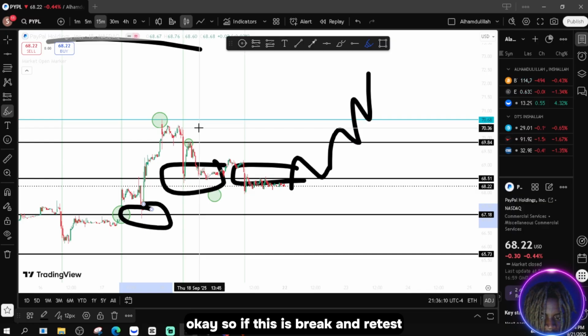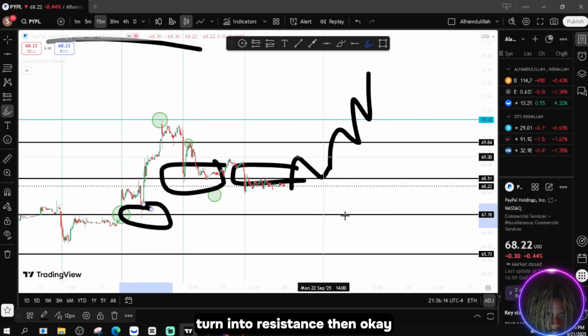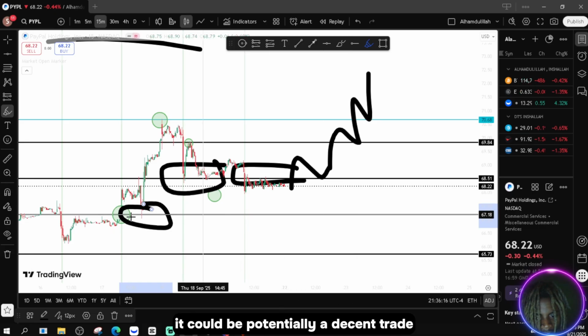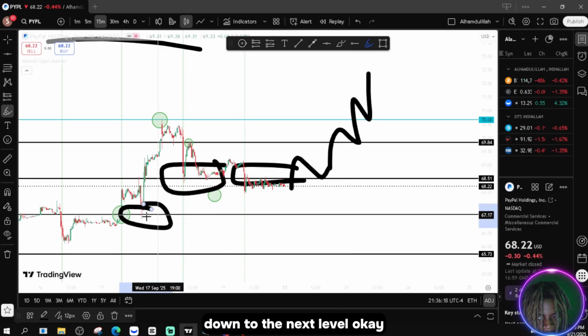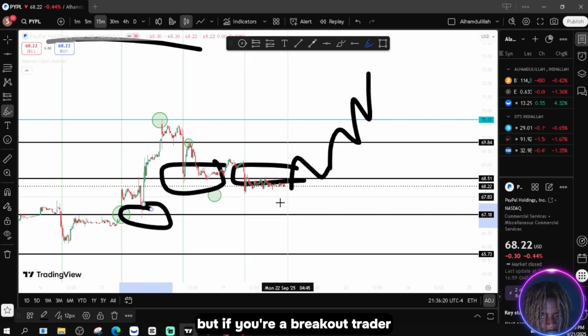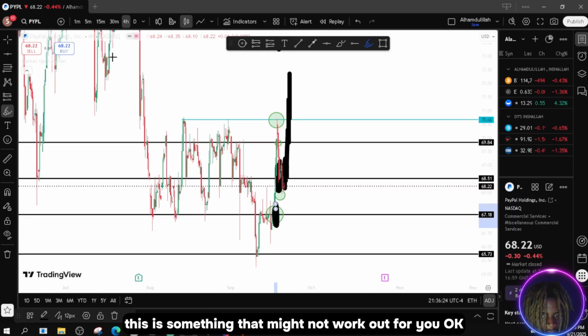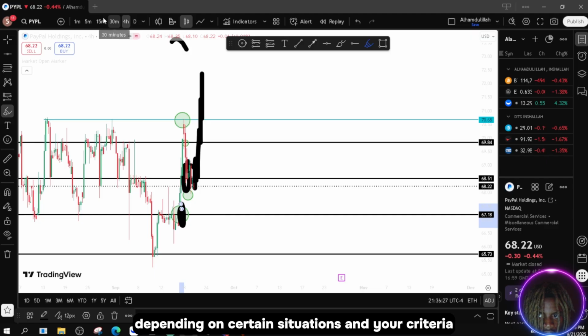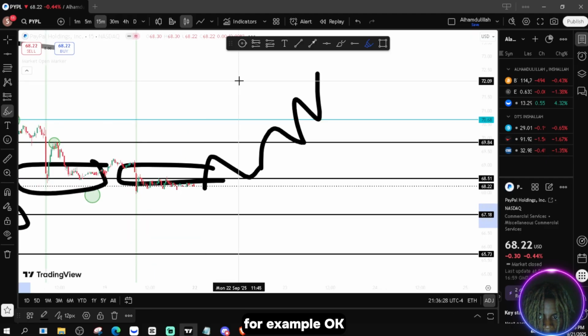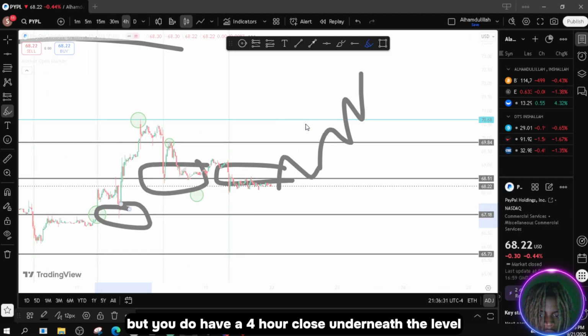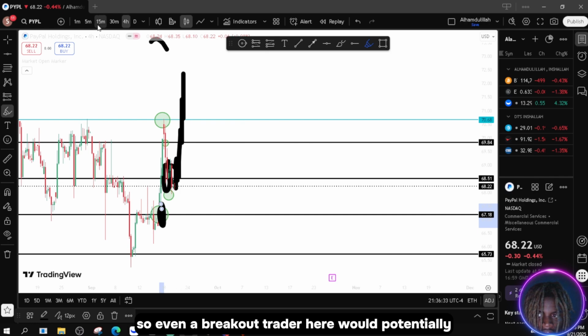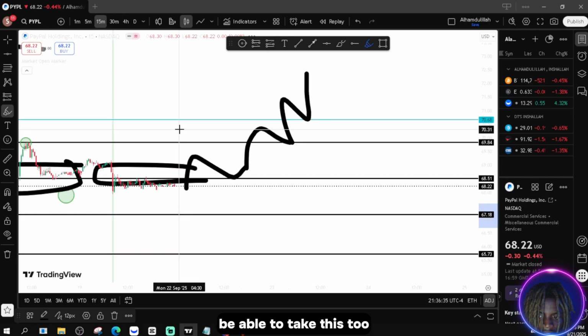Okay, so if this is break and retest and you're a break and retest trader, you see support getting broken, turn into resistance, then okay, it could be potentially a decent trade down to the next level. But if you're a breakout trader, this is something that might not work out for you, depending on certain situations and your criteria, for example. But you do have a 4-hour close underneath the level, so even a breakout trader here would potentially be able to take this too.